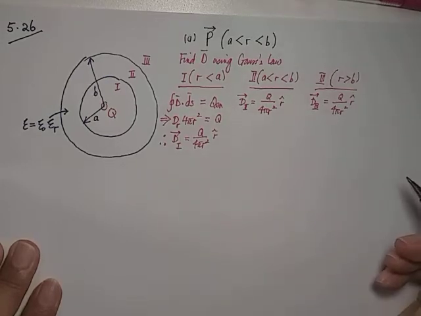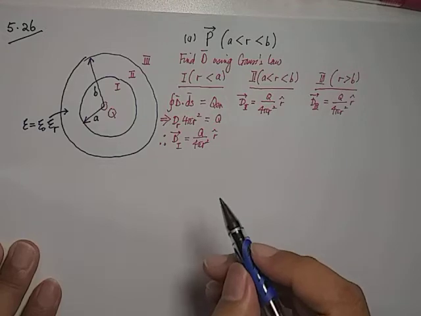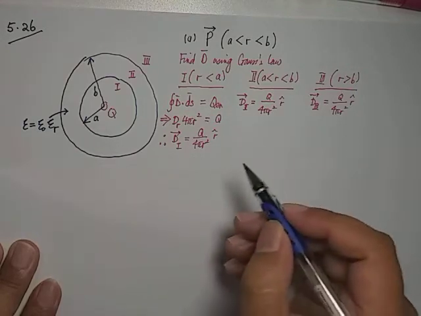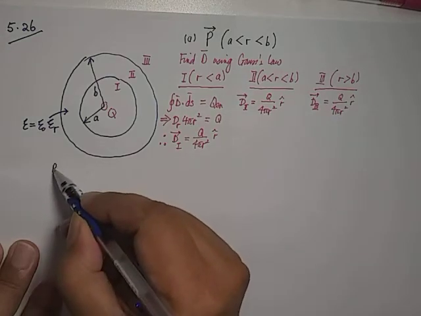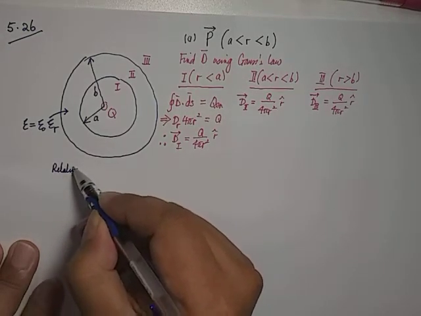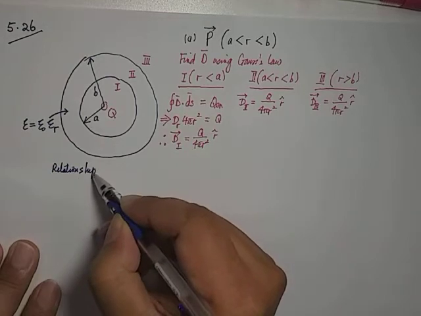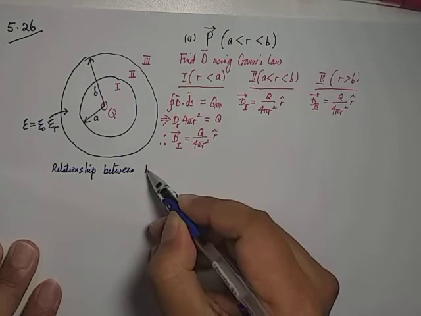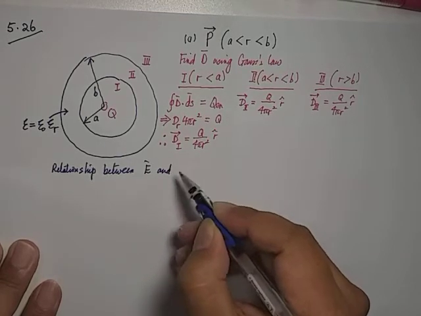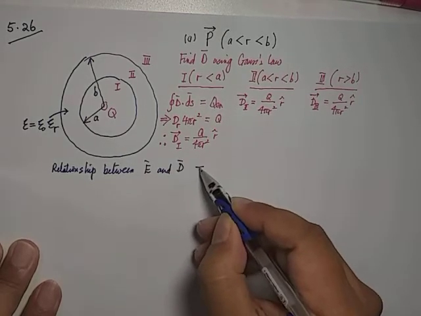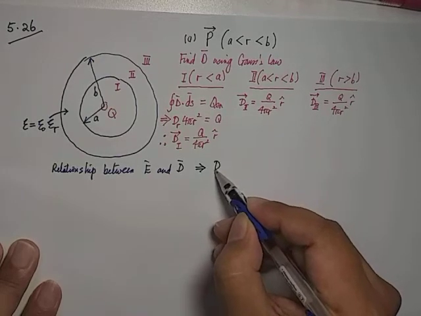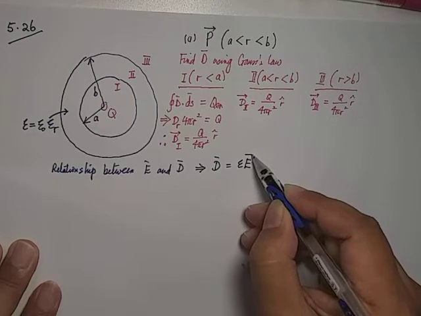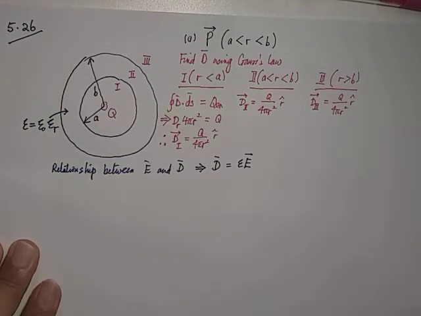Okay, so generally the relationship between D and E is given by this simple formula. I'm going to put the relationship between E field and D field. It is given by D equals epsilon E. So that should be our standard definition.